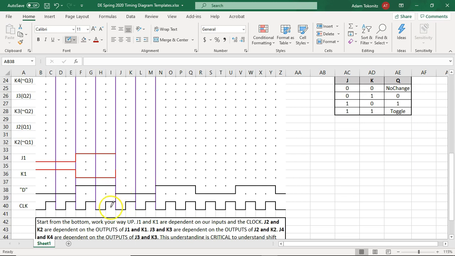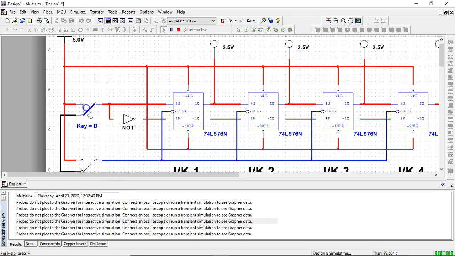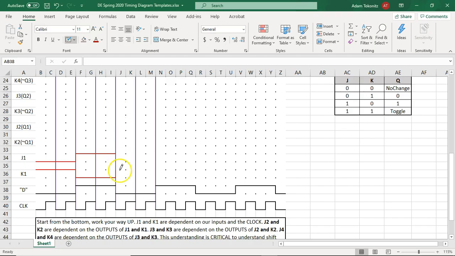Now at this transition point right here, between letters I and J, I've gone from high to low, negative edge trigger, and my data is now 0. My switch is now open. So that means that J is now 0, and K is now 1. K will always be the opposite of J. And then we're going to follow this pattern all the way through. D is still low here, so K is high, J is low, and so on and so forth.